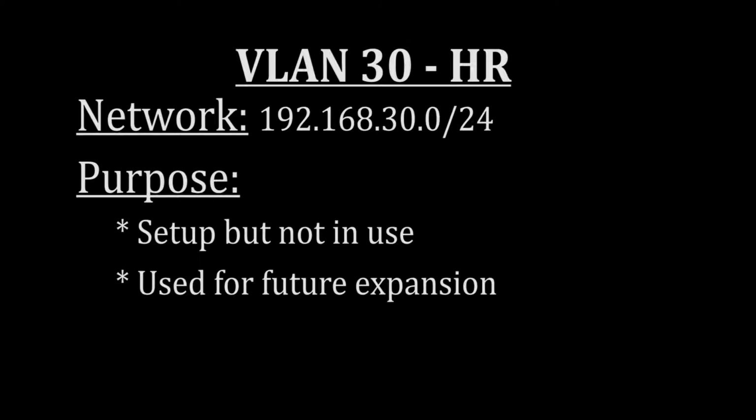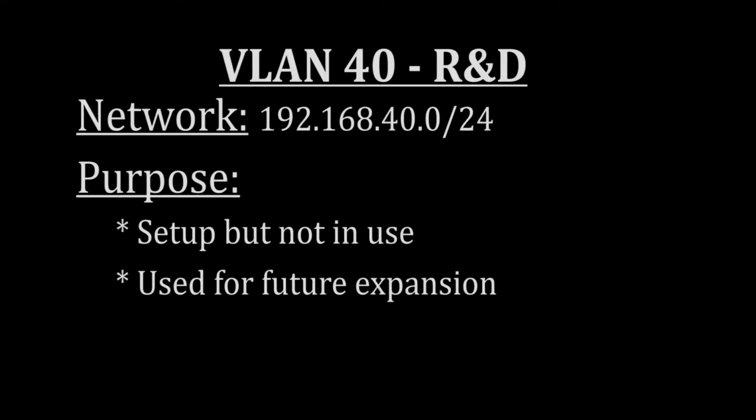We also created VLAN 30 for the Human Resources Department. This VLAN uses the network address of 192.168.30.0. This VLAN is not currently in use on the network, but it is present for if we plan to add the additional department into our network. VLAN 40 was created for the Research and Development Department. This VLAN uses the network address of 192.168.40.0. Similar to VLAN 30, this VLAN is not currently used on the network as it is only configured on the switches for if we plan to incorporate a research and development department into our network sometime in the future.